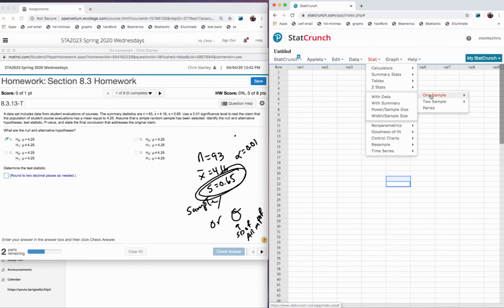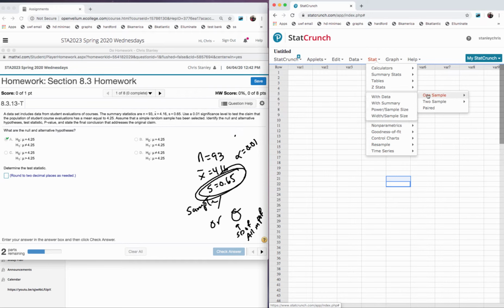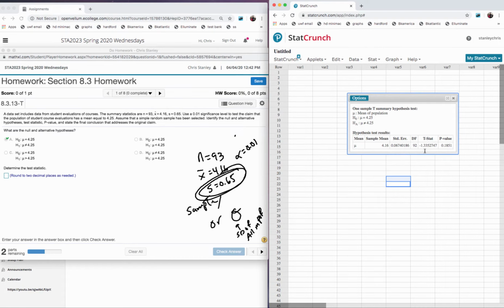Usually means are probably a little bit easier. Okay, so now we just match up. We have a sample mean of 4.16. We have a sample standard deviation of 0.65. And a sample size of 93. Okay, my null is 4.25. And my alternative is a not equal to. So we're all set. This is going to be a T.